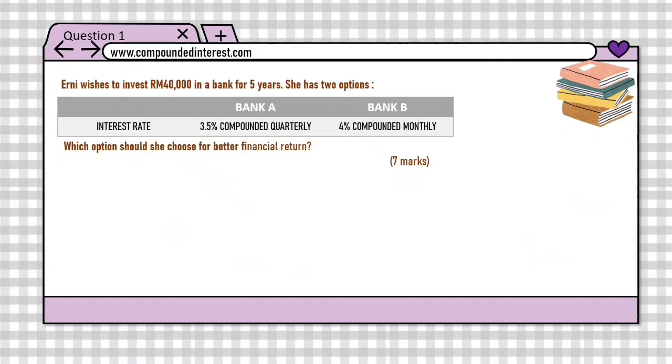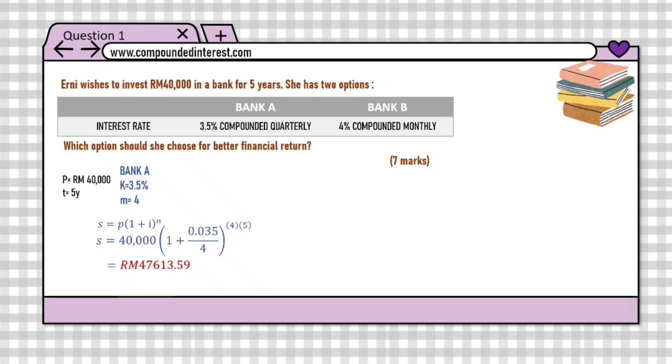So the P is 14,000 and the T is 5 years. As we see, the K of Bank A is 3.5% and the M is 4 because it's compounded quarterly. So the P is 14,000, 1 plus 0.035 per 4, and the N is 4 times 5. So the total amount is RM47,613.59.